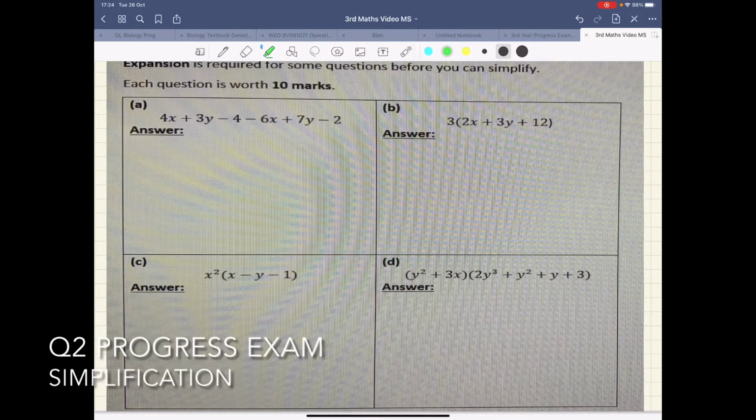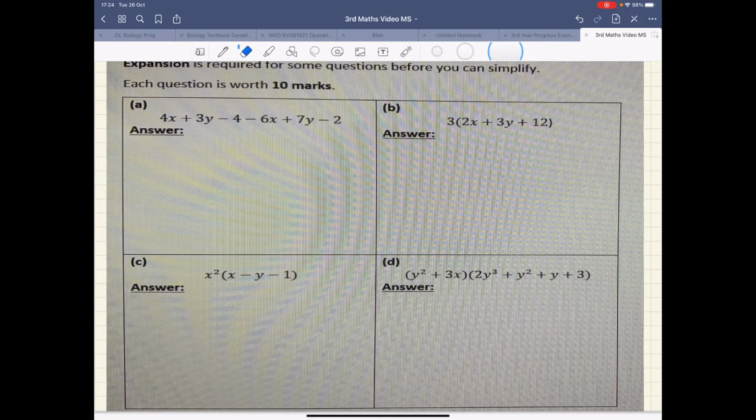Okay, so this was question 2 of your progress exam, and it was simplification. So you had to turn these kind of guys here into something a little simpler. And you did this by adding and subtracting like terms, depending on what the question was looking for. I also left a note saying expansion is required for some questions before you can simplify. In other words, you had to multiply what was in the brackets first. But not for our first question.